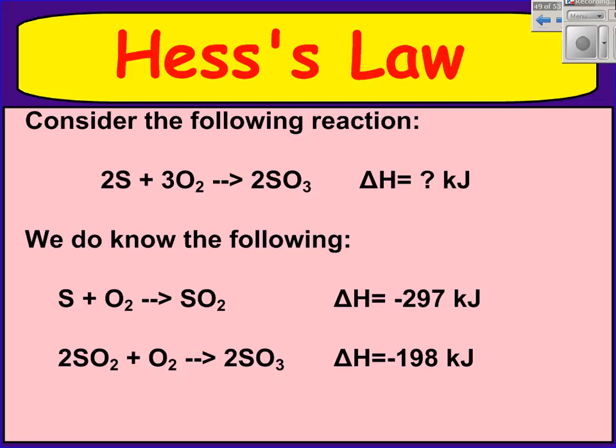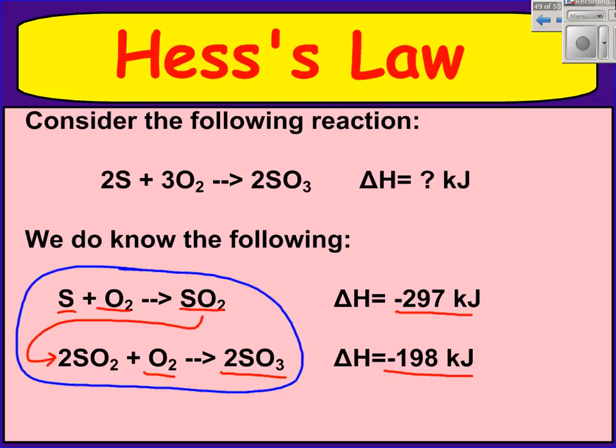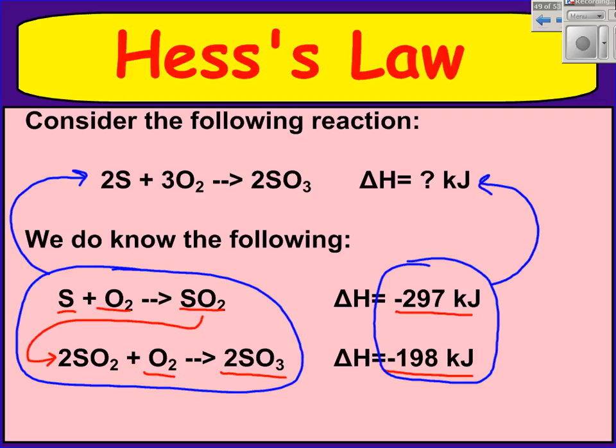We know the following. We know that when sulfur reacts with oxygen, it creates sulfur dioxide, in which case this reaction gives off 297 kilojoules of energy. Then what we do in the lab is we take that SO2 and we add more oxygen to it to create sulfur trioxide. This individual reaction gives us negative 198 kilojoules. What Hess's law states is that if we can find some way to add these equations to get this total reaction here, then we can also add these individual enthalpies to get this total enthalpy here. And that is what we're going to do now.